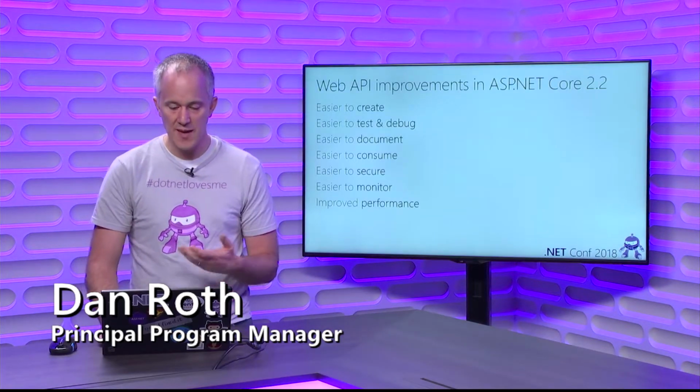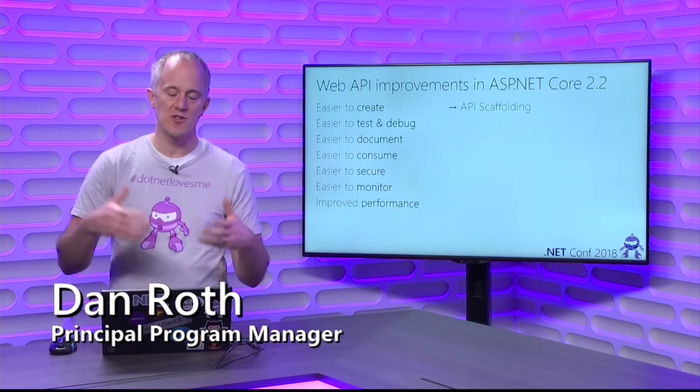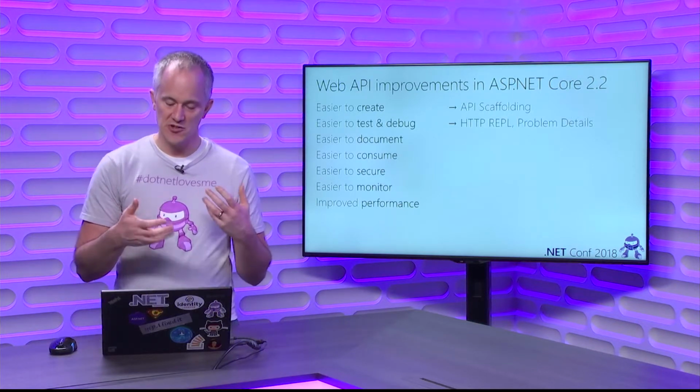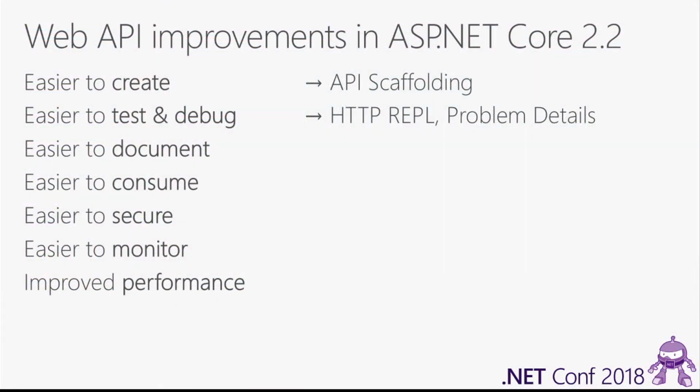All right, so to make APIs easier to create, we give you the scaffolding, and the scaffolders in 2.2 have been updated with the latest conventions. To make them easier to test, you can use the HTTP REPL. To make them easier to debug, we also, like I said, use problem details responses with Trace ID, so you can track them and correlate them with other activities in your system. Document them using Swagger. The API conventions will help you do that, as will the analyzer, so that you enforce those conventions consistently across your API.